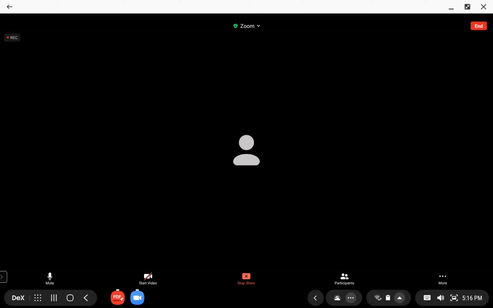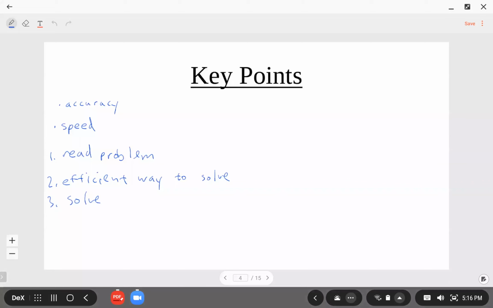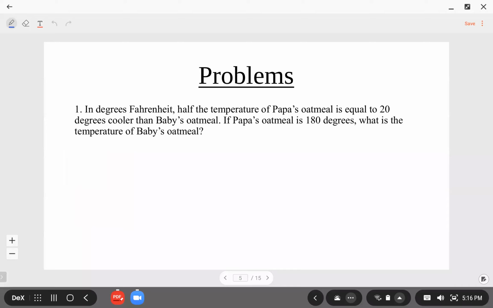Yes, I know. Some of them are, but usually there's some sort of trick in it, and you can't just say, oh, this is so easy, you can just fly through it. Yes, you want to fly through it, but make sure to read all the details. So number 1, in degrees Fahrenheit, half the temperature of Papa's oatmeal is equal to 20 degrees cooler than baby's oatmeal. If Papa's oatmeal is 180 degrees, what is the temperature of baby's oatmeal?